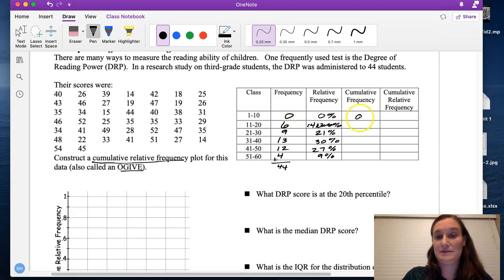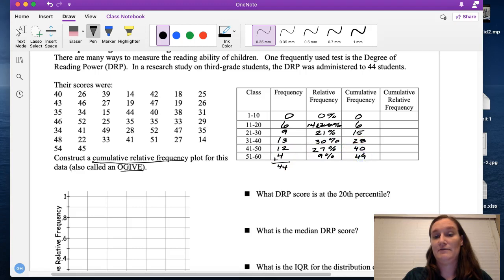So our next one is 6. 6 plus 0 is 6, so that's not very exciting. Then our next frequency is 9. 9 plus 6 is 15. Then our next one is 13. 13 plus 15 is 28. Then our next one, 12 plus 28 is 40. And then our last one, 40 plus 4 is 44.